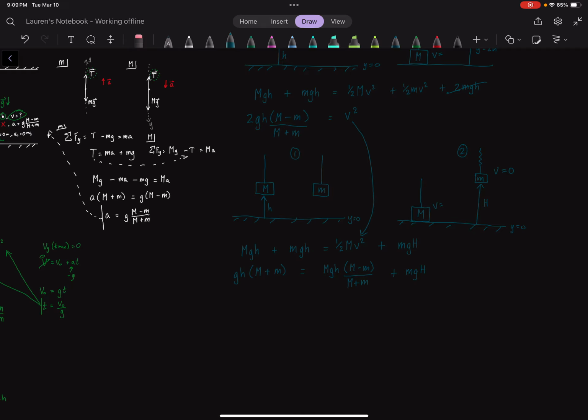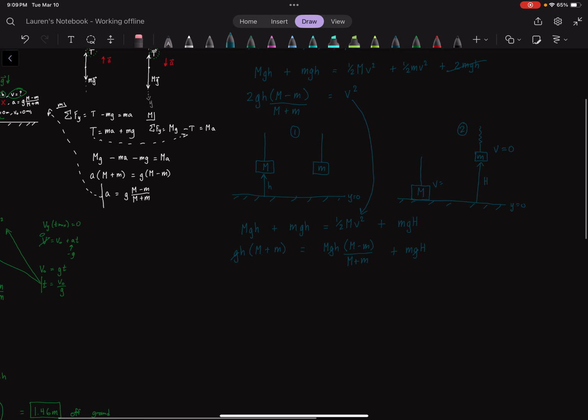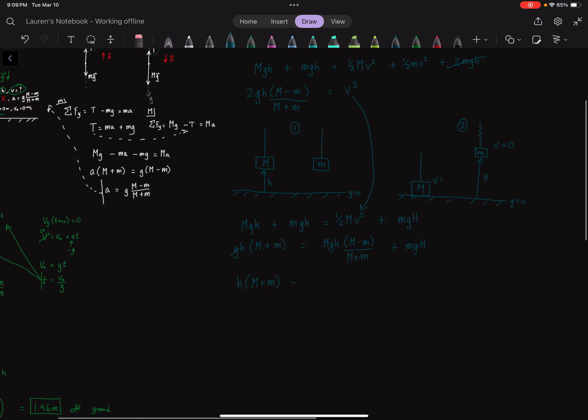Okay, so how can we solve this? How can we make this nicer? Well, you can see there's a g in every term, so the g can go away, right? G goes away. So this is really h, big M plus little m, minus m h, big M minus little m, over big M plus little m, and then equals little m h.